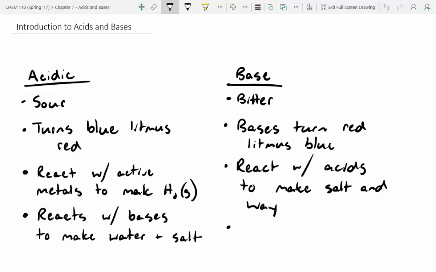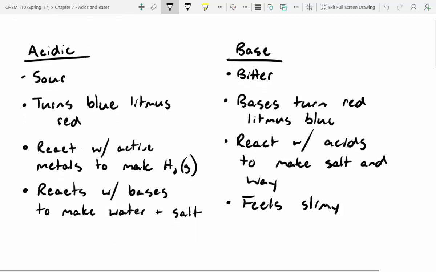And then the last one for bases too is if you ever spill a base on your skin, it tends to feel pretty slimy. Does anybody know why it feels slimy? Kind of, yeah. It's actually reacting with your skin, and you can actually feel your proteins denaturing a little bit, so it feels slimy. That's why you don't want to get strong acids or bases on you, as it will react with your skin and cause damage.